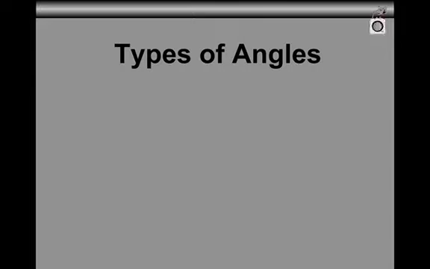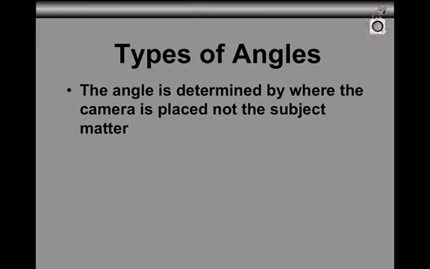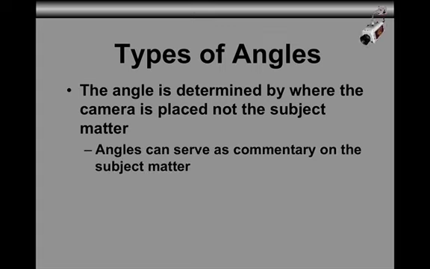Once we've spoken about shots, we need to think about camera angles. So a camera angle is determined by where the camera is placed, not by the subject matter. So it's not about what happens in the frame, but it's more about where you actually put the camera. Different angles can serve as commentary on the subject matter. So in other words, the angle you choose can say something about what's happening in the frame.